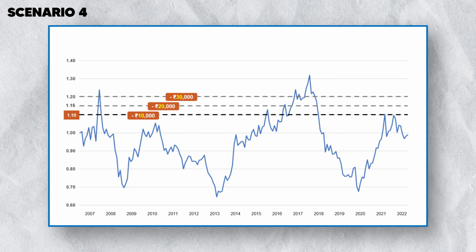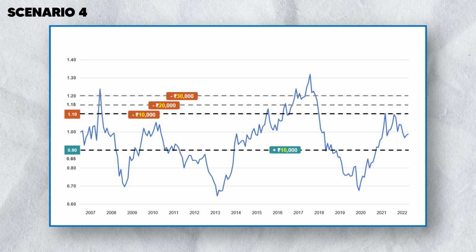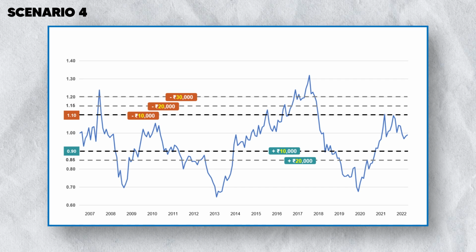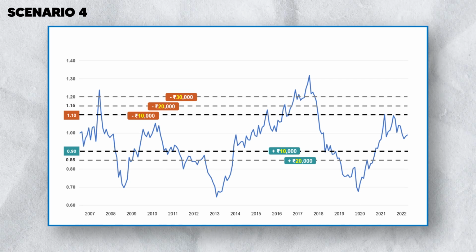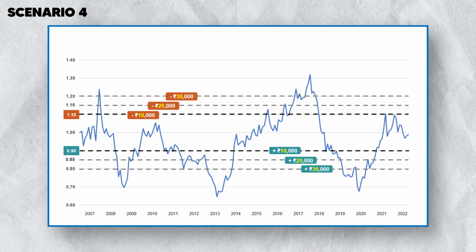At the other end of the spectrum, if the number goes below the 0.9 mark, then we invest an additional 10,000 rupees. At the 0.85 level, we put in an additional 20,000, and at the 0.8 mark, we invest an additional 30,000 rupees over and above the regular 10,000 rupee monthly investment we are anyways making in the Nifty Small Cap 250 index.